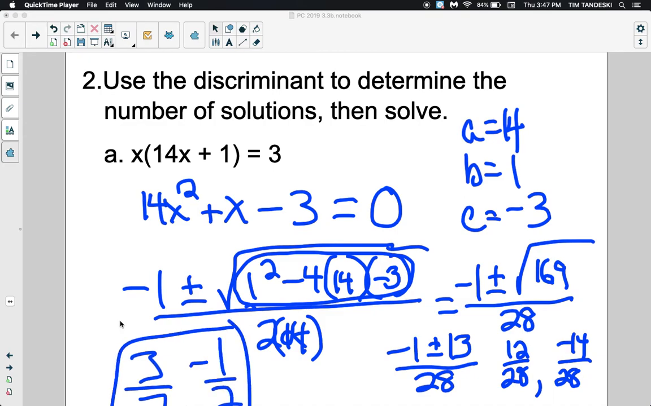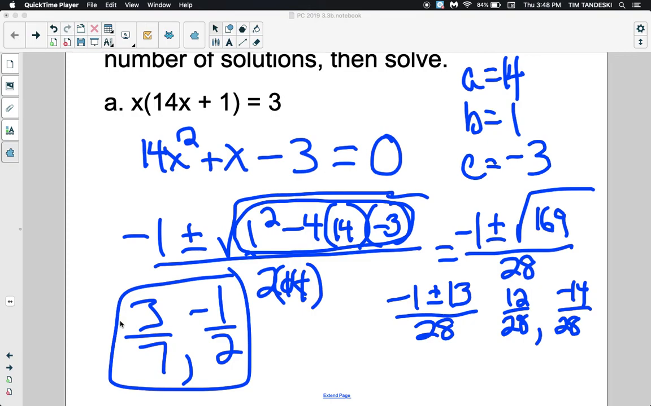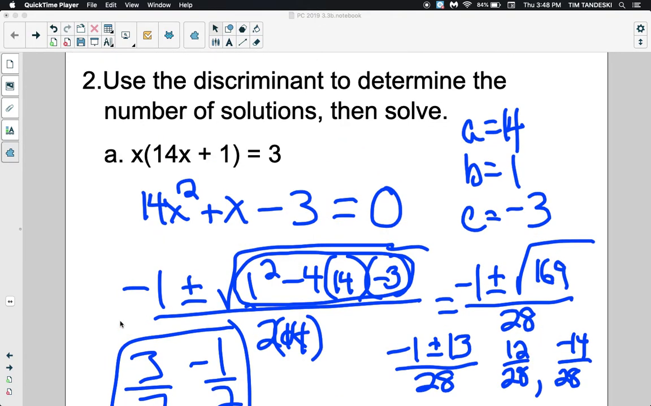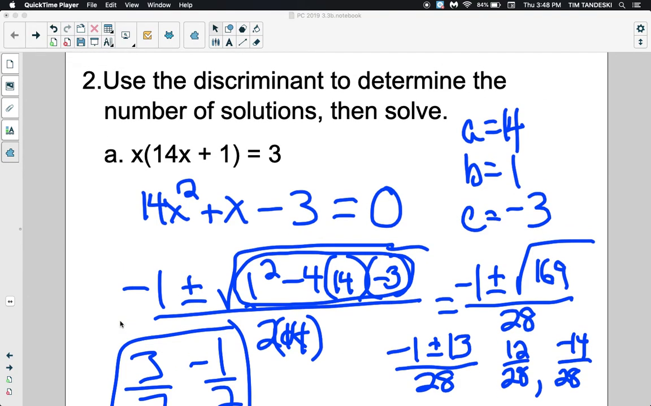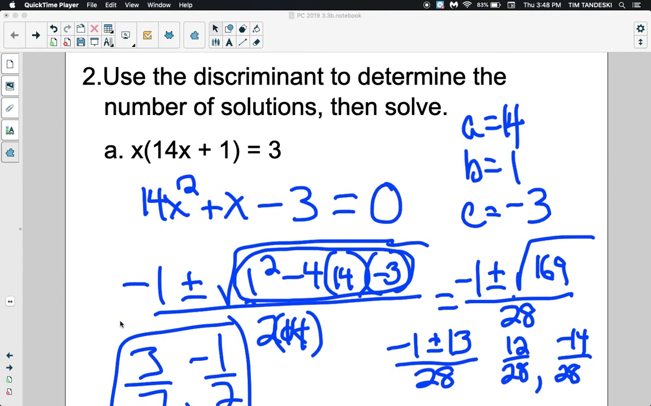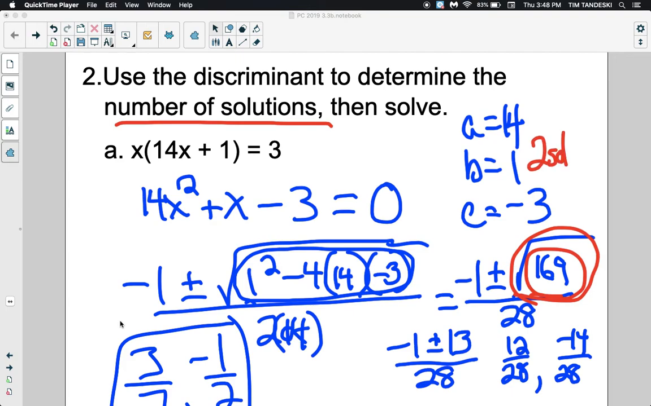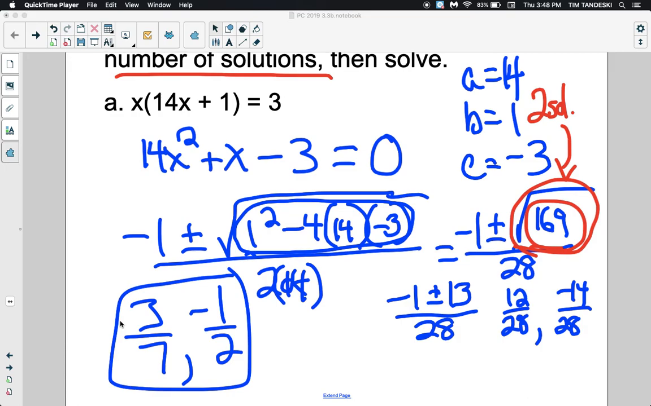So there you have it. There's your solutions. Now it did tell me to determine my number of solutions. So I should have said right away when I got 169, I didn't read directions very well. The discriminant was 169. So to determine the number of solutions, there would be 2 solutions. I kind of went over that a little bit quick. The discriminant is a perfect square, so these would be rational solutions as well.